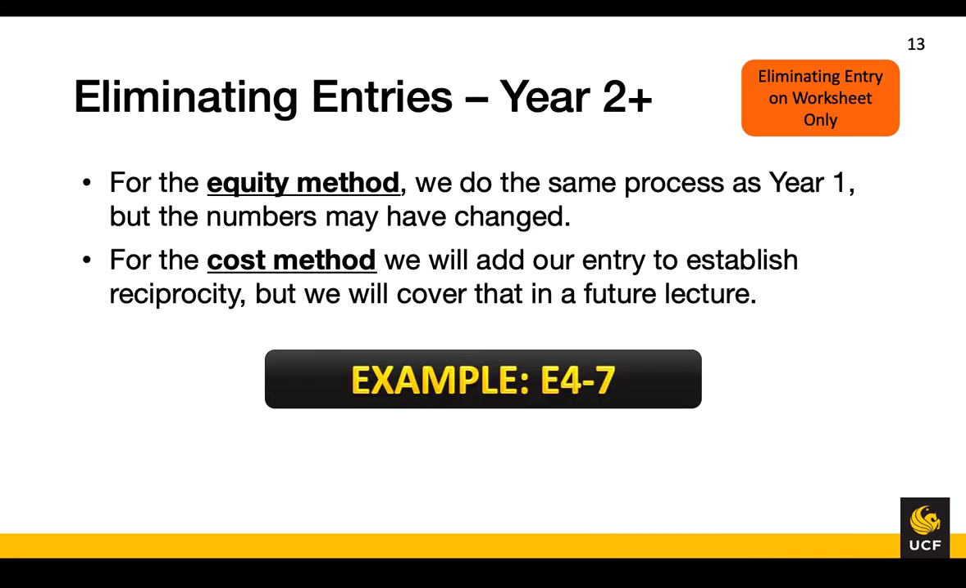For the equity method, we will use the same 5 steps we learned last lecture, but the numbers will change on us to reflect the changes in retained earnings due to the prior year's income. For the cost method, we will need to add our entry to establish reciprocity, but we'll cover that in a future lecture when we get to an example with the cost method. For now, let's continue our equity method example from the previous video.